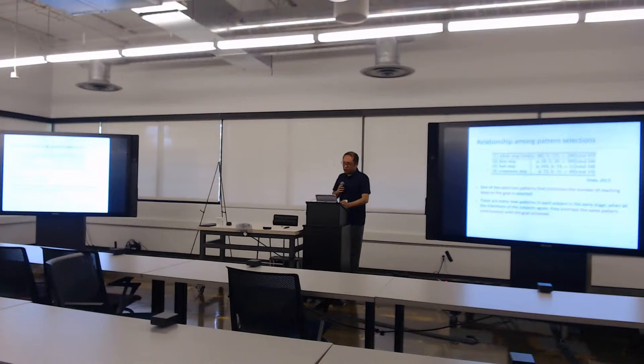Through the experiments, the following two results were obtained. First, according to the selection of their own target pattern in phase 2 and another subject's in phase 5, in many cases one of the optimal patterns that minimize the number of steps to reach the goal is selected. Second, regarding the relationship between the pattern assumed by a subject and the pattern of others: although there are many new patterns for each subject in each step, when the intentions of subjects A and B match, they estimate the same pattern continuously until the goal is achieved.